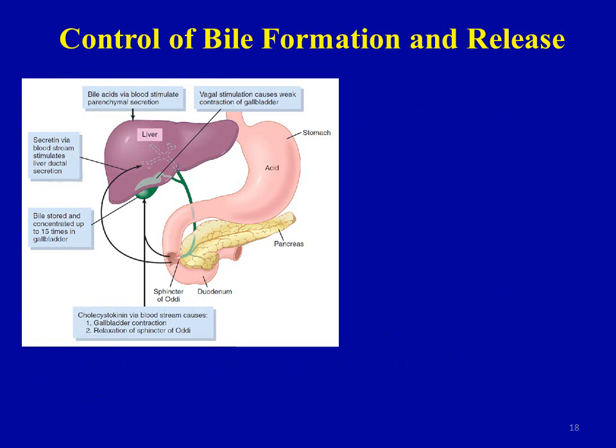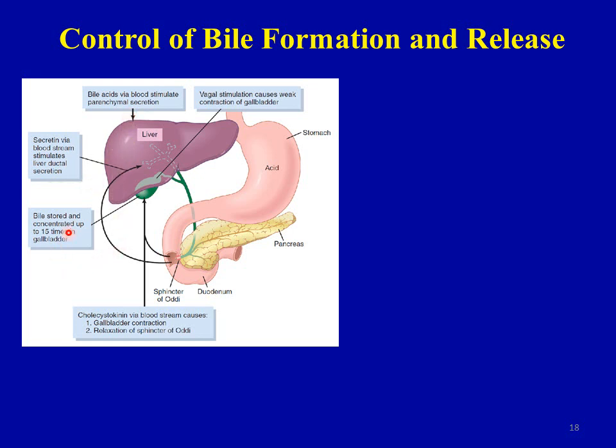So to summarize here, we can see that bile acids via the blood in the hepatic portal vein will stimulate parenchymal secretion, because they will be taken up by hepatocytes on one side and released from the opposite side of the cell into the bile canaliculi. On the other hand, secretin via the bloodstream will stimulate the liver ductal secretion, and this will add to the bile that is released by the hepatocytes.